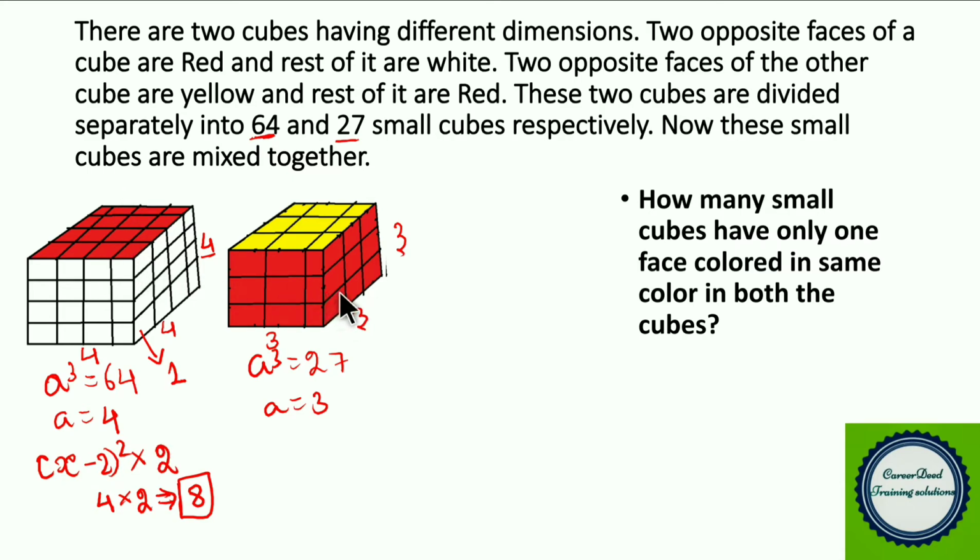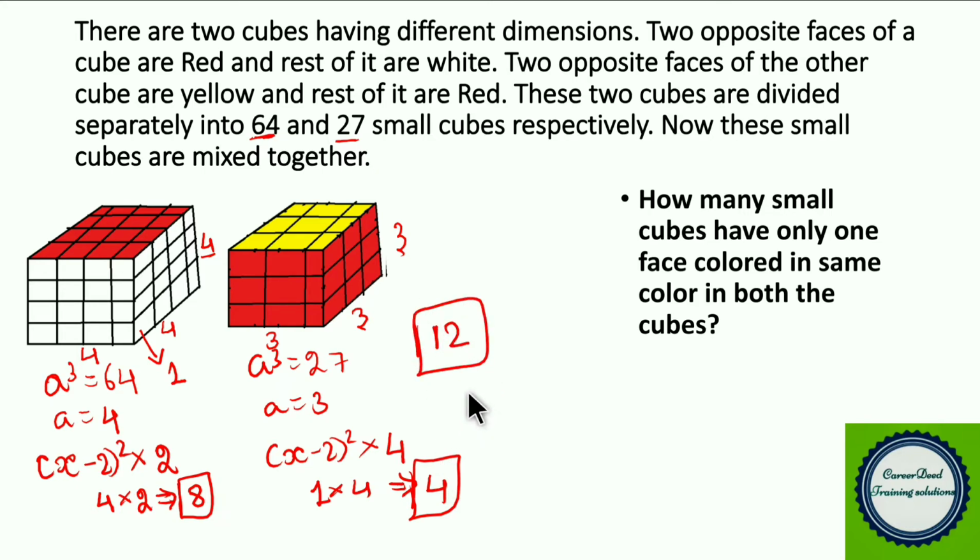Now if you come to the second cube, again it is (x minus 2) the whole squared into the total number of faces, which here is 4, right? So 1, 2, and back you have 3, and adjacent you have 4. So totally 4 faces. Now here x is 3 by 1, you get 3 only. So (3 minus 2) the whole squared, 1 squared. So 1 into 4 we get 4 only. So in the second cube we totally have 4 such cubes that are painted on a single face. Now 8 plus 4 we totally get 12.